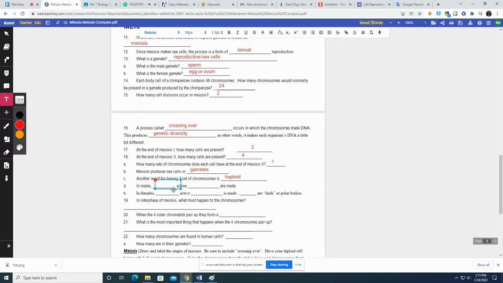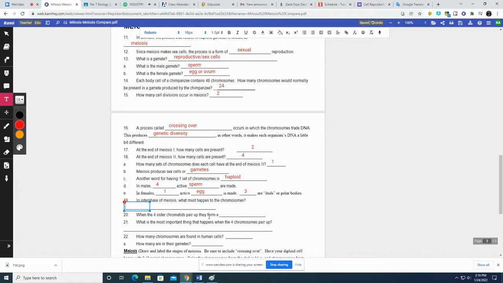All right, here's the in males. In males, 4 active sperm cells are made. 4 active sperm. What's going on here? Sperm cells are made, and here's in females. You won't need to know this, but in females, you only usually get 1 that's active. 1 active egg or ovum is made, and 3 of them are usually always duds. They're like useless, and those are called polar bodies, but you won't need to know that.